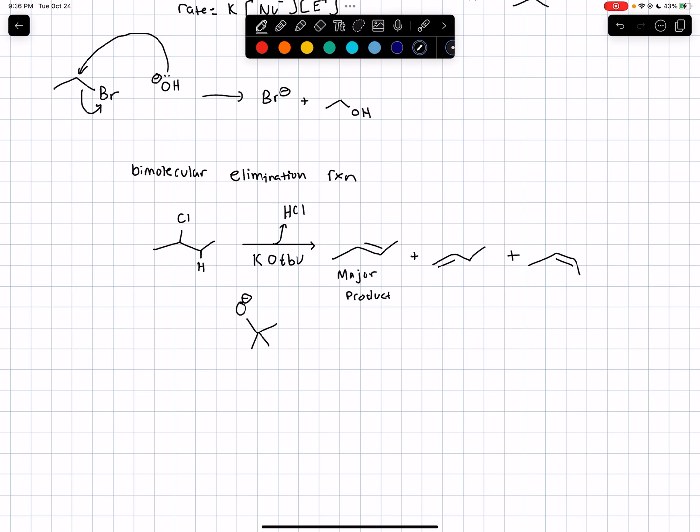Chlorine is a good leaving group because the conjugate acid, the acid that it comes from, hydrochloric acid, has a pKa less than 0. So that means the conjugate base of it, chloride, is going to be very stable. Thus, it's a good leaving group. So that's one requirement for an E2 mechanism. In addition, we also need a beta proton.